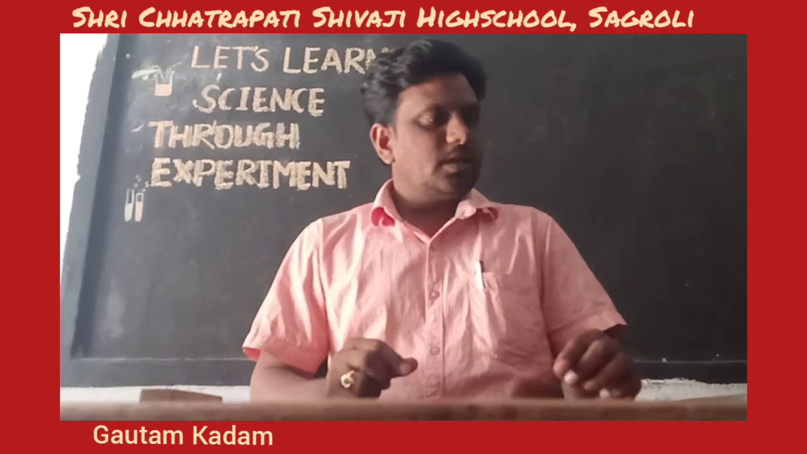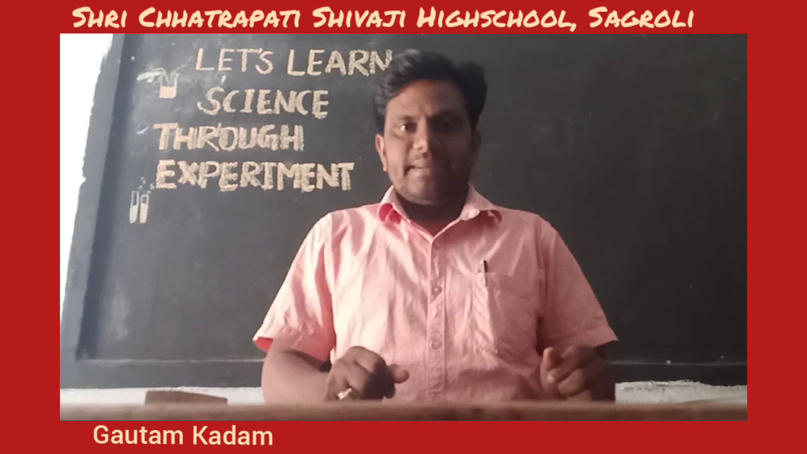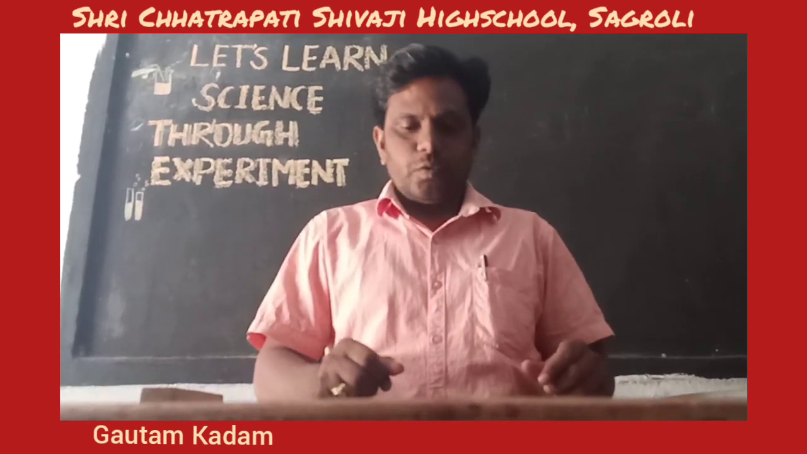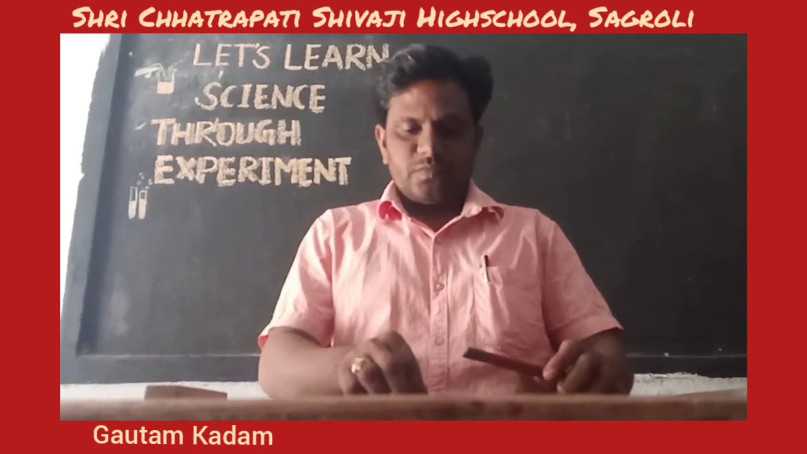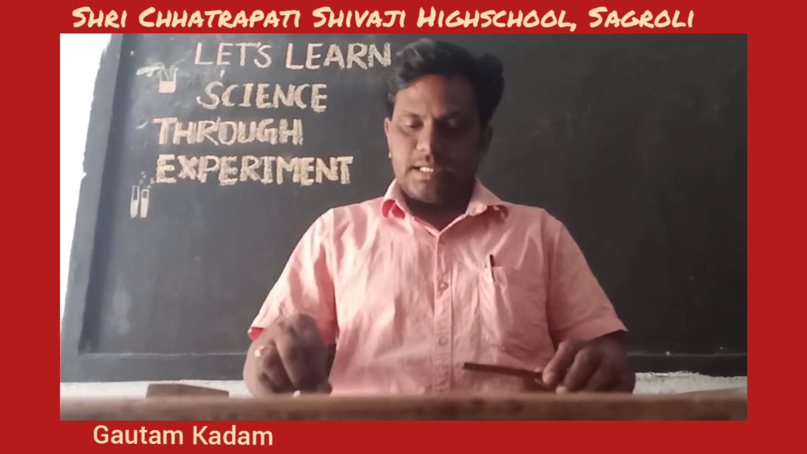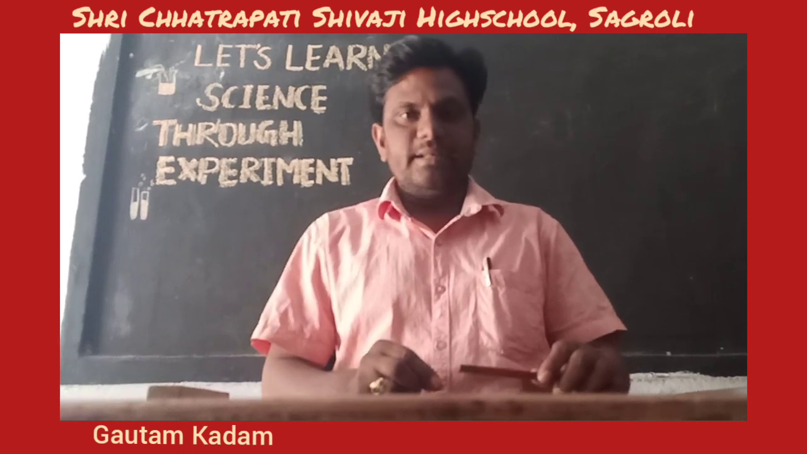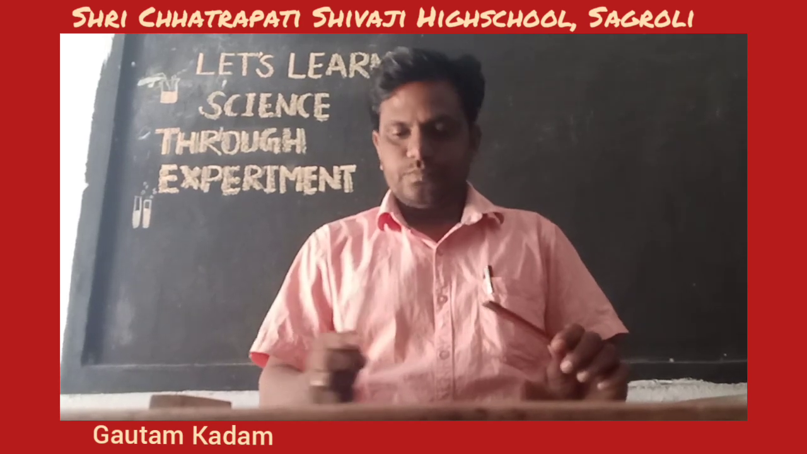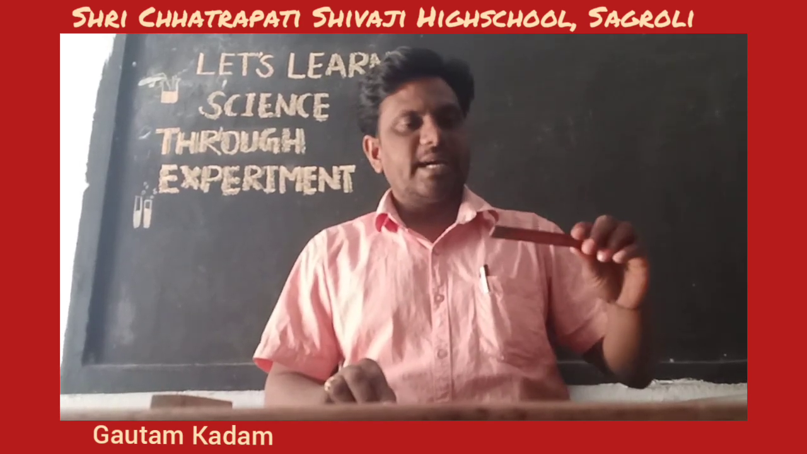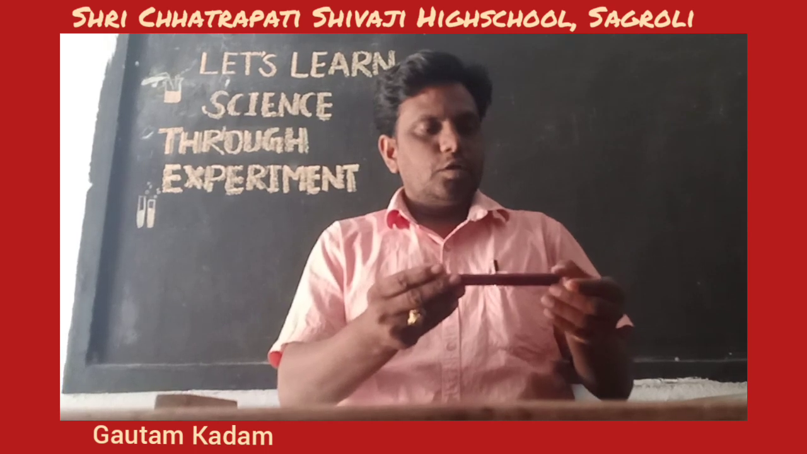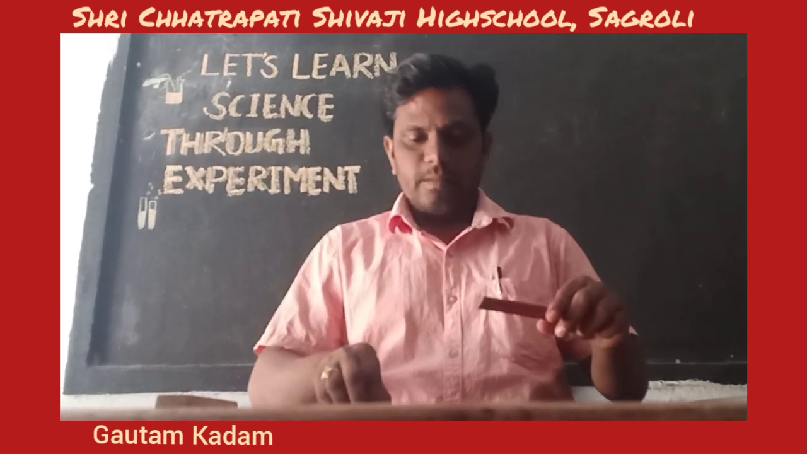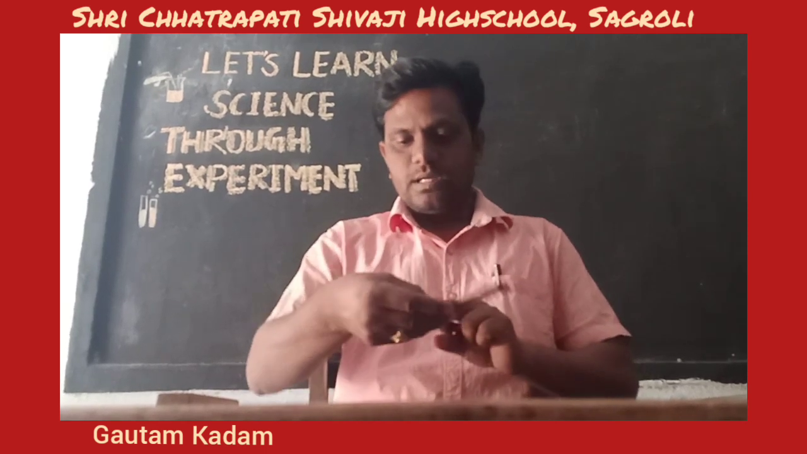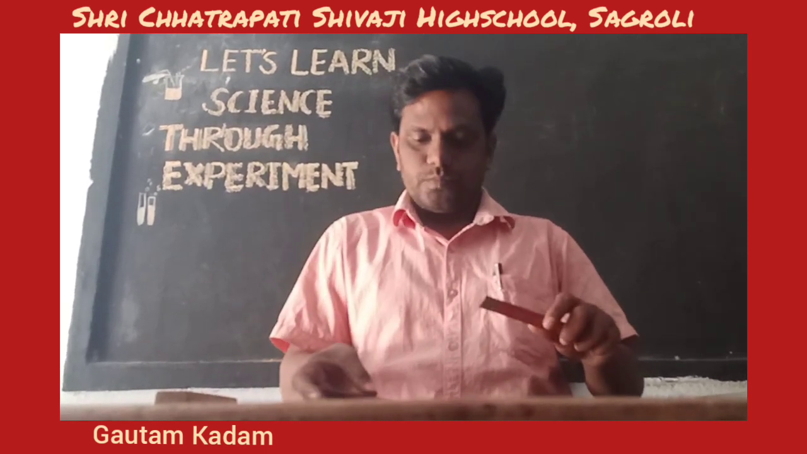Now, let's learn about the second property of magnet, that is repulsive property. To understand the repulsive property of magnet, we need two magnets. So this is one magnet having north pole and south pole. This is another magnet having south pole and north pole.